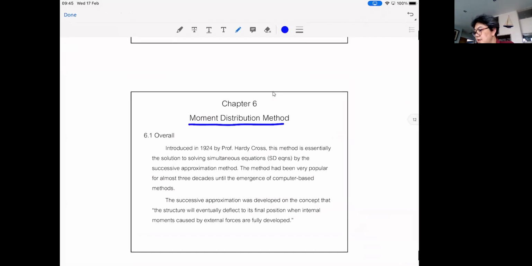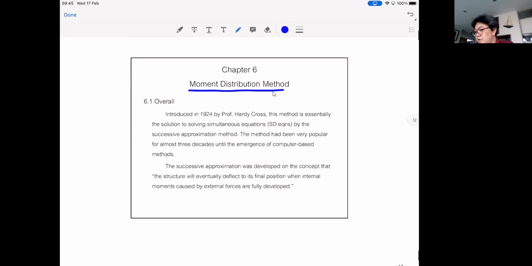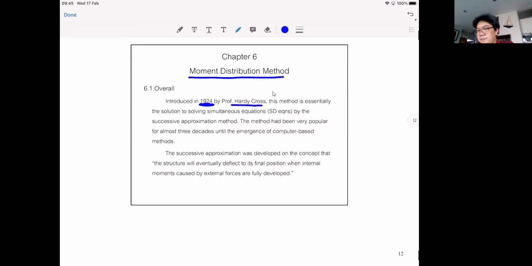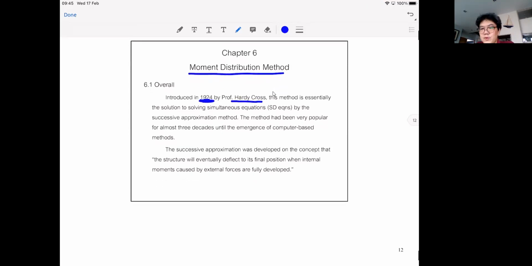Generally, this was introduced in 1924 by Professor Hardy Cross. The history says that Professor Cross was under pressure to produce a publication. So one day he came up with this moment distribution method, and it is safe to say that this method helped build the world a lot, until it was replaced by computers.